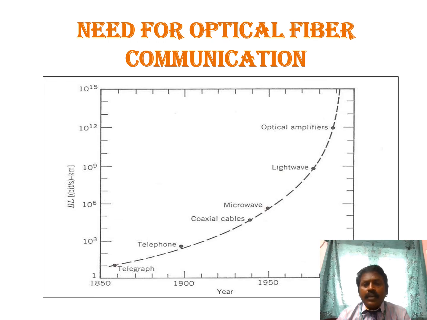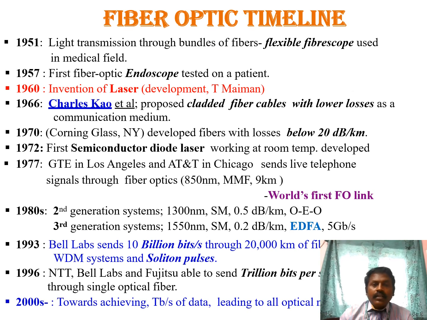Then, the need for optical fiber communication. Now look at that graph. During 1850, the telegraph signal started. There was not much need for bandwidth, the product BL. In 1900 the telephone came into existence, and 10 power 3 was needed. Then during 1950 coaxial cable and microwave came into existence, and there BL is 10 power 6. Then light wave technology, and finally optical amplifiers, where BL is 10 power 12. Then what is the timeline?